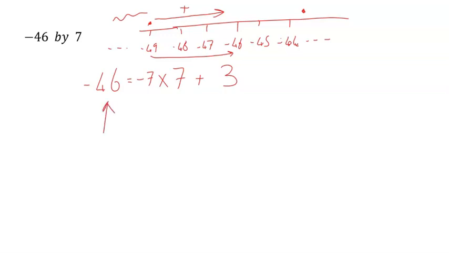So something like this. There's your dividend, which is the A. There's my divisor, the B. There's my quotient, the negative 7. And there's my remainder, the 3. So we split it up and we can rewrite it in that format.